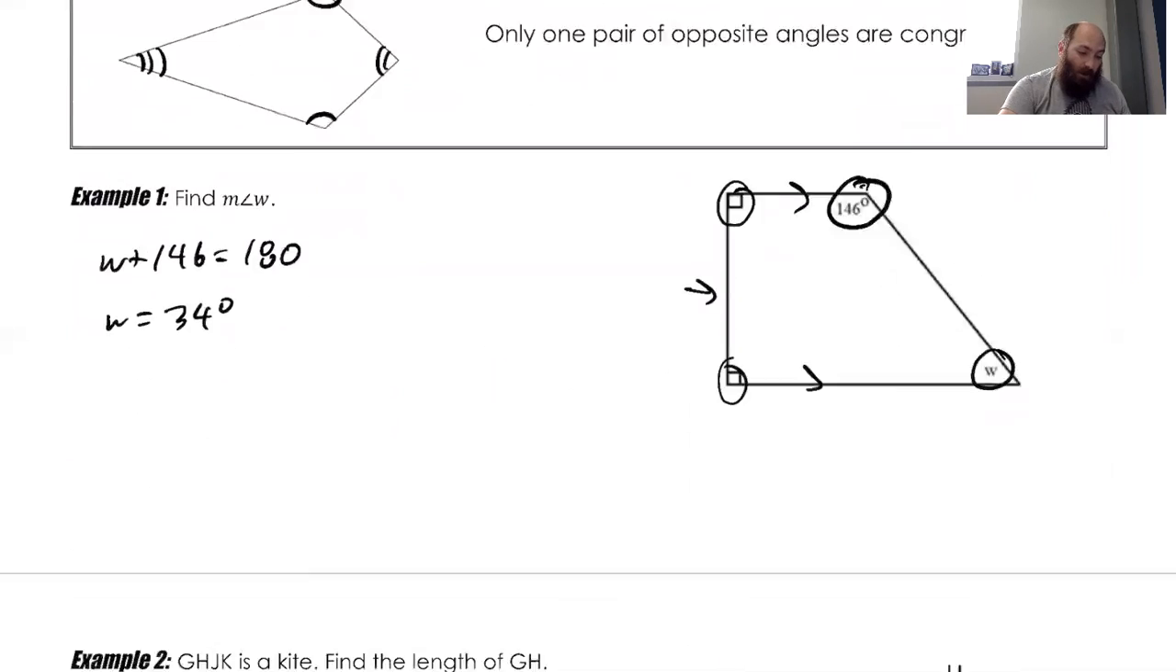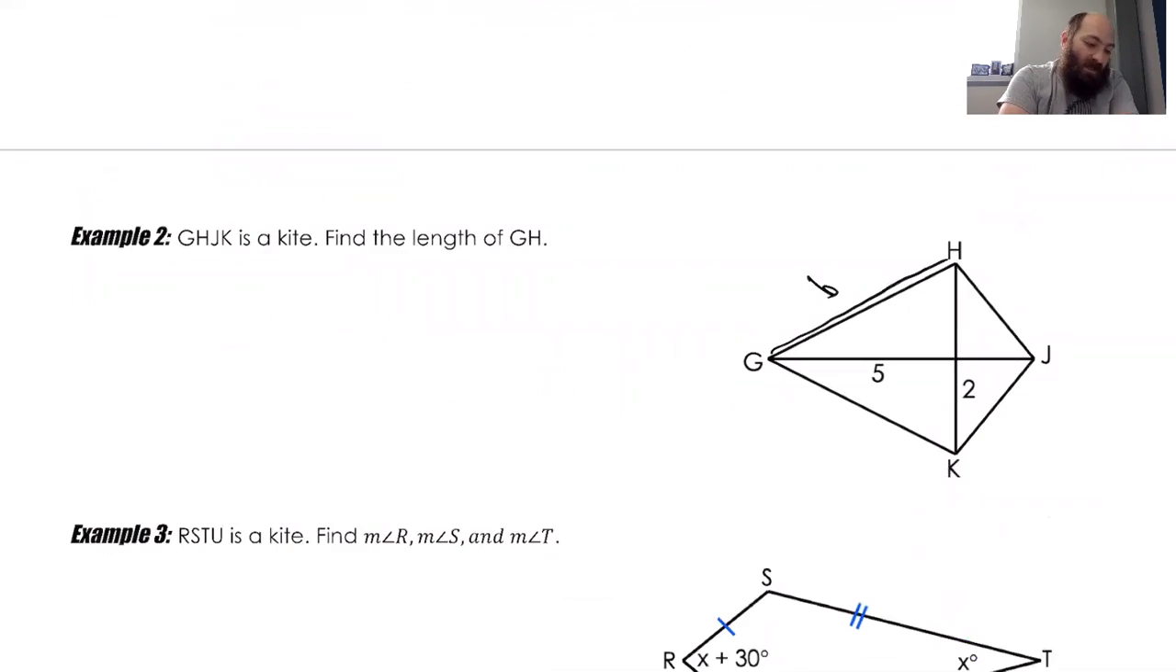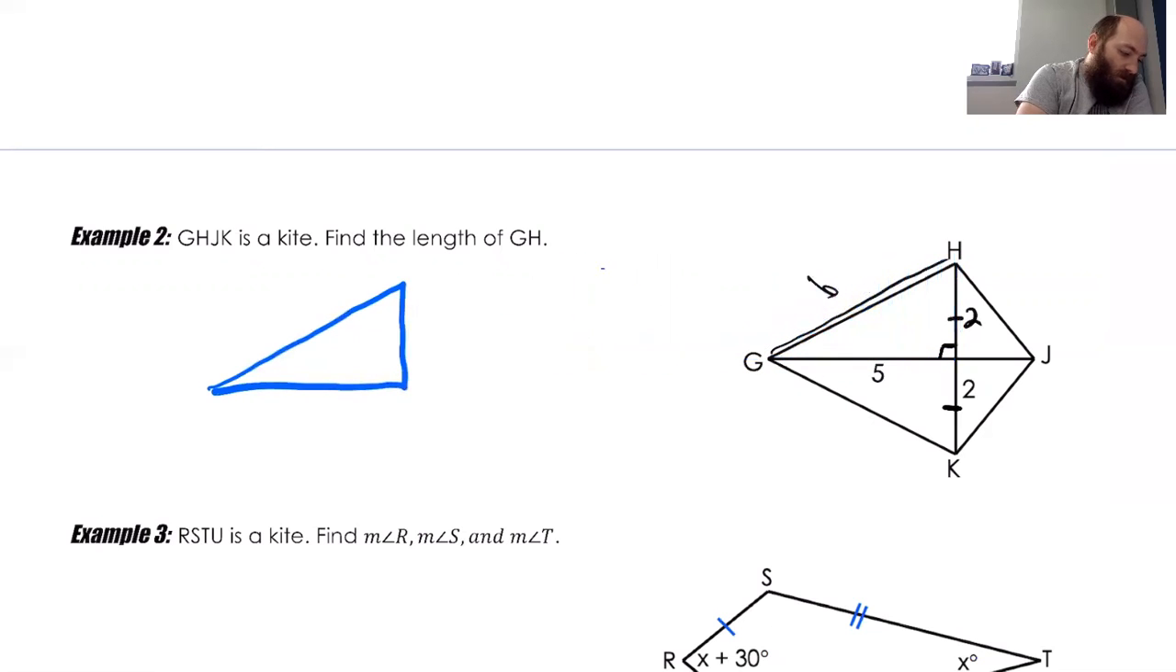That's important for down here, because when we look at this one, we can identify that that's 2. This is also 2. We know that since it's a kite, that's a right angle. What we've just created, to help me find GH, is a right triangle. So I'm going to pull this aside. I've got 2, 5, and then this is what I want to find the length of, so we'll just call it x. So I can now apply my Pythagorean theorem.